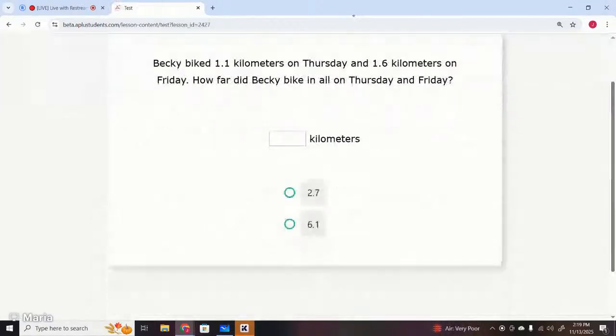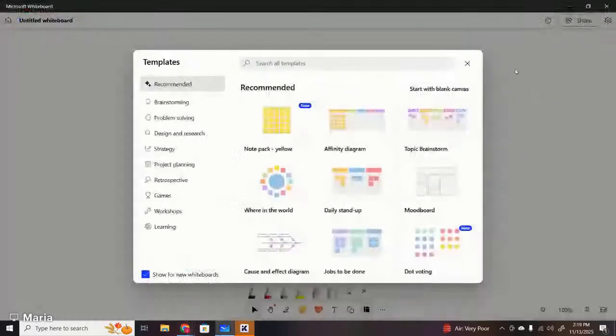Becky biked 1.1 kilometers on Thursday and 1.6 kilometers on Friday. How far did Becky bike in all on Thursday and Friday? So you need to calculate how much he biked altogether. So basically you need to add them, right? You have to add 1.1 and 1.6. You need to write them down one above the other, and you need to line up the decimal point, 1.6 and 1.1.